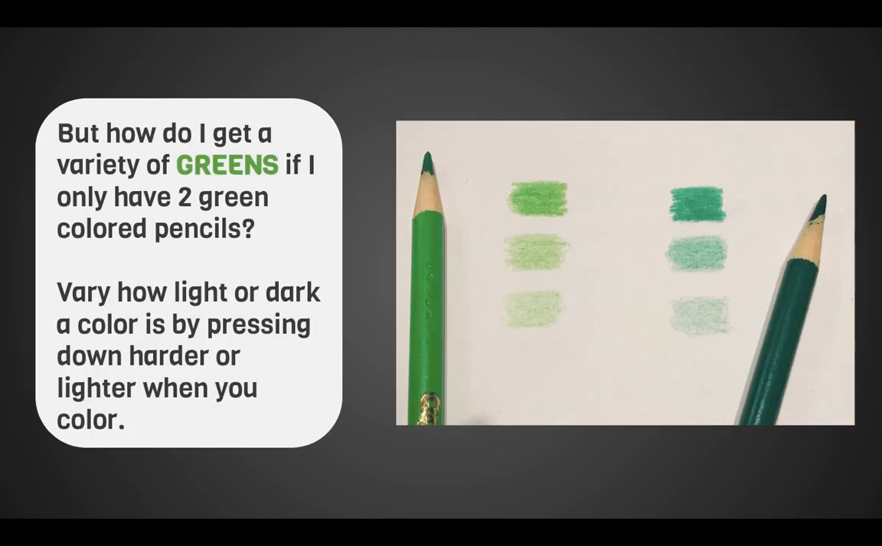But how do I get a variety of greens if I only have 2 green colored pencils in my box? Take a look at this example here. You can vary how light or dark a color is by pressing down harder, like you see at the top, or lighter, like you see at the bottom when you color things in. So just with these 2 colors, just by varying my pressure, I now have 6 different versions of green for my monochromatic color scheme.